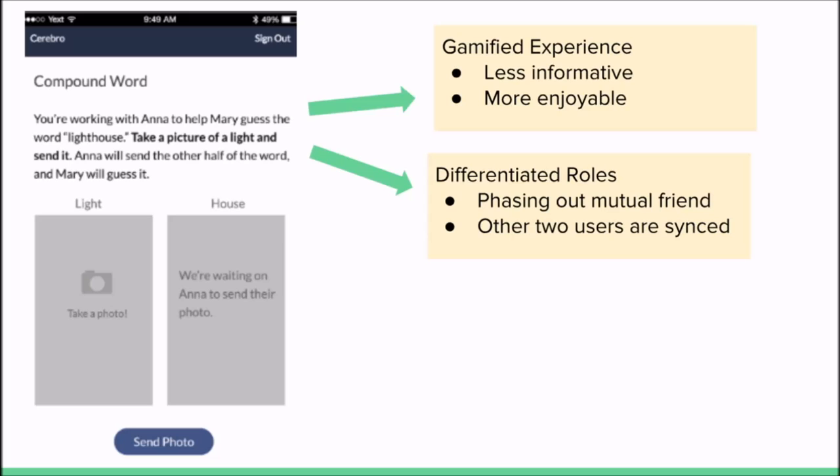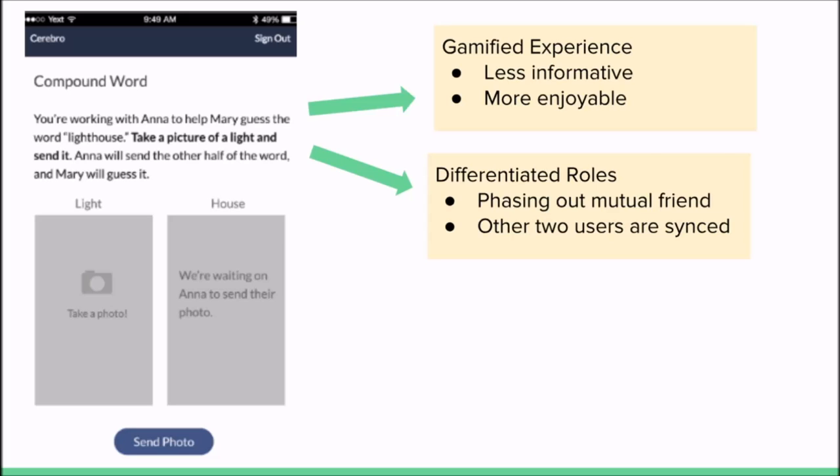So you can also see in the compound word experience, you work together with the other stranger to create a picture of a compound word, and the mutual friend guesses this compound word. So the mutual friend has a differentiated role from the two strangers. We're doing this because we don't want the mutual friend to be the only thing holding these two strangers together, and so we're trying to phase them out of the experiences.